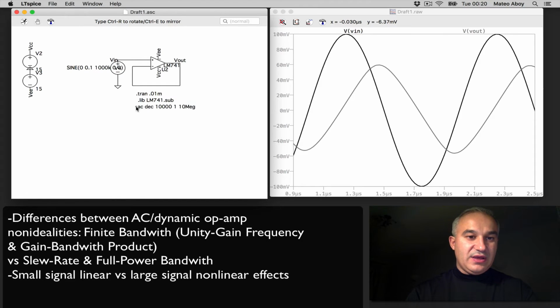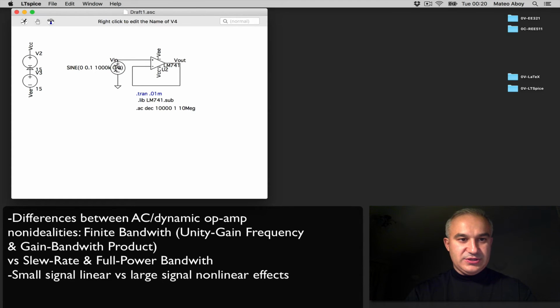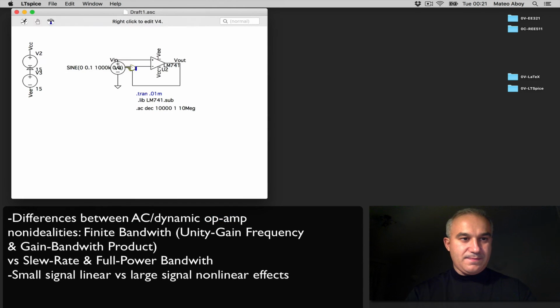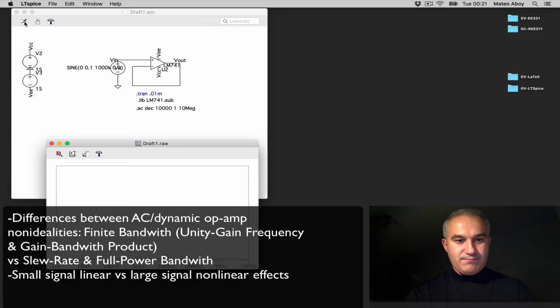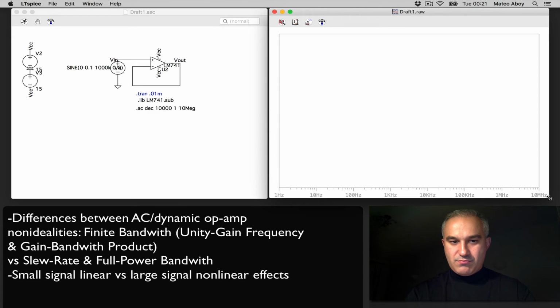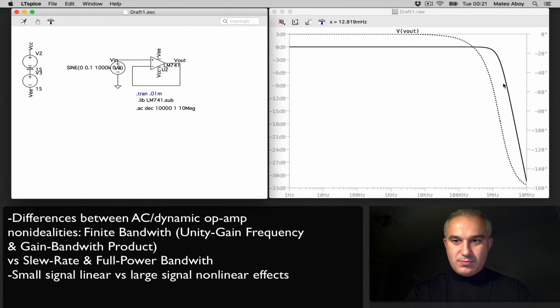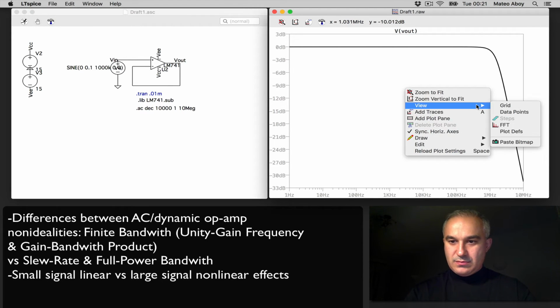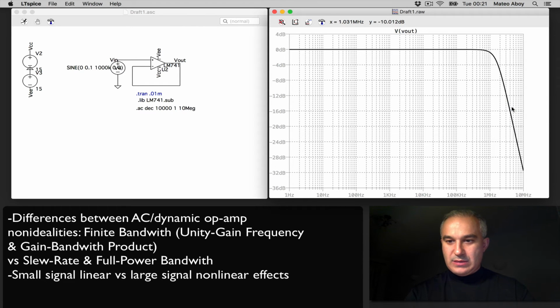I'm going to do this. If you have another SPICE directive for analysis, you need to comment it out. So I'm going to do a frequency response. So let's change the... Okay. Remove the phase. So what do we see?